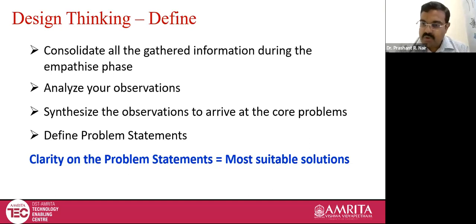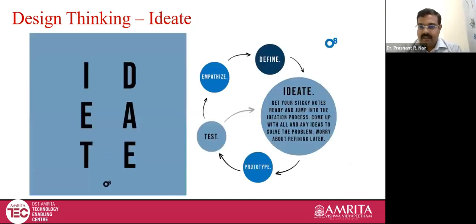Next step. Now you have a clear problem statement. You need to find a solution. Design thinking focuses on coming up with many solutions. Mostly we jump the gun. Oh, this is the problem, we can solve it. I am telling you as a computer science engineer, oh, there is a problem, I will use IoT and sensors. Finished. Maybe at the end of the day, I will use IoT and sensors.